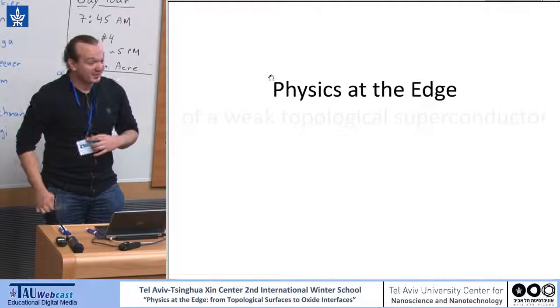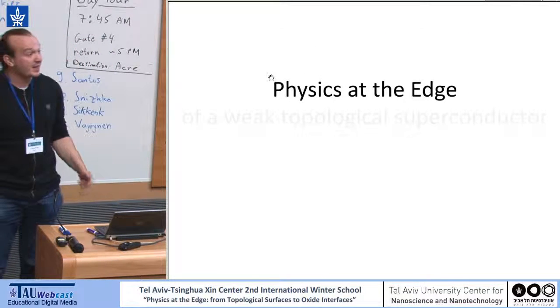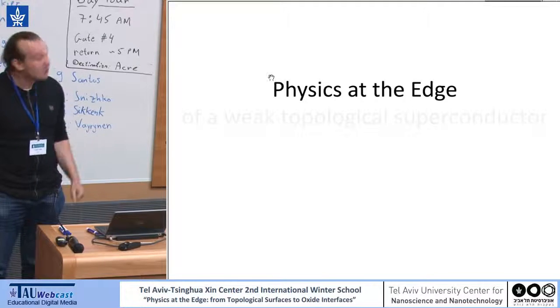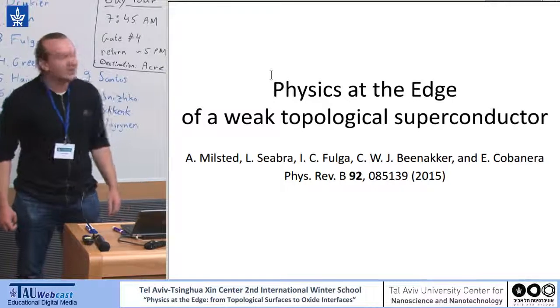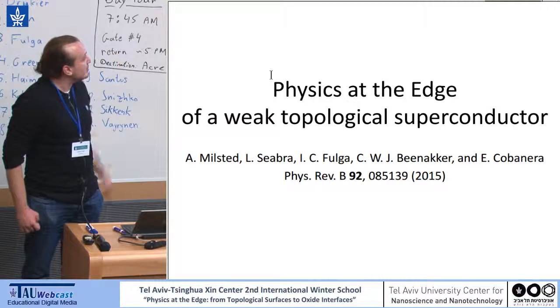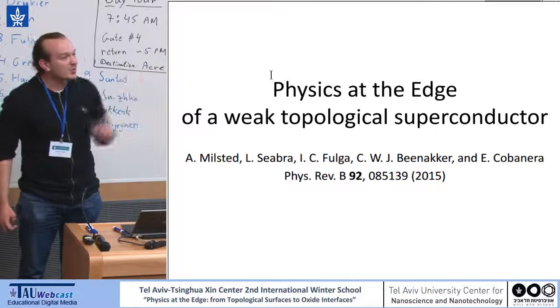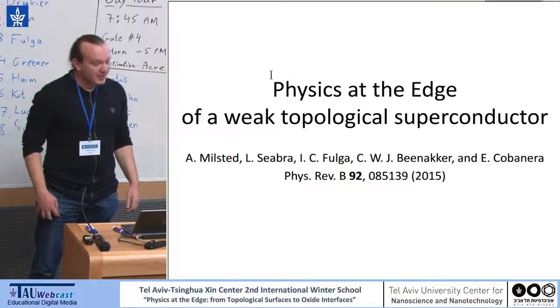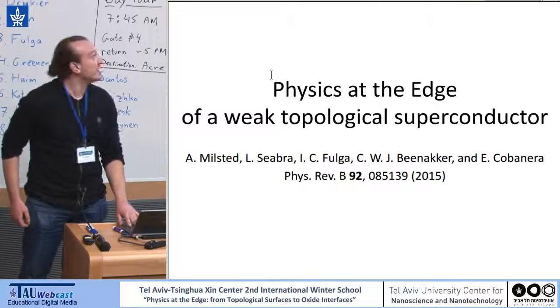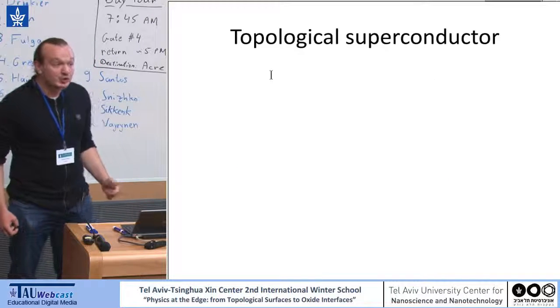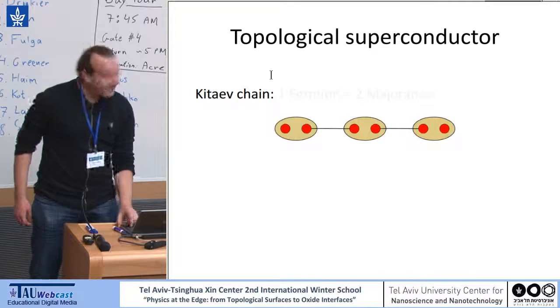I just ruined it. Hi, I'm Cosma from Weizmann, and if you come see my poster, I'm going to tell you about physics at the edge of a weak topological superconductor. This is work done together with Ashley Milstead, Luis Seabra, Carlo Benacker, and Emilio Cobanera, and it's about the phase diagram and interaction effects in a topological superconductor very similar to the Kitaev chain.